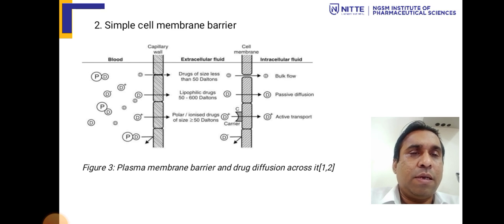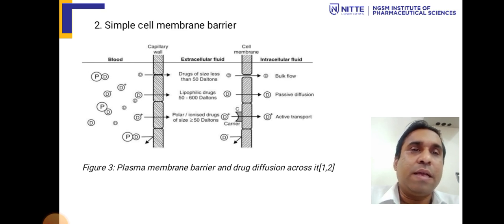Then it depends on the size, 50 to 500, below 500 and less than 500. Some drugs cross easily, those with a smaller molecular size, and go into the bulk of intracellular fluid. Some drugs of 50 to 600 Daltons also cross. Some require a carrier, so it is carrier mediated. The carrier takes it from the cell membrane inside the extracellular fluid as shown in the figure and then gives it inside the intracellular fluid.